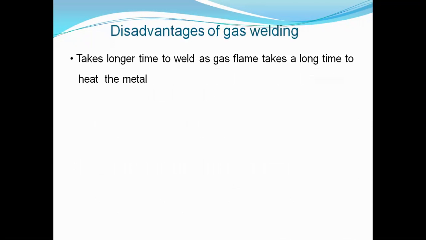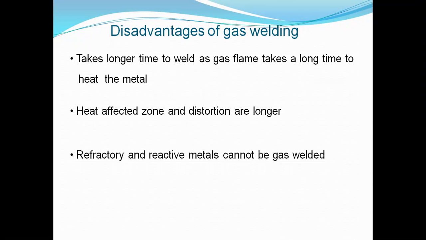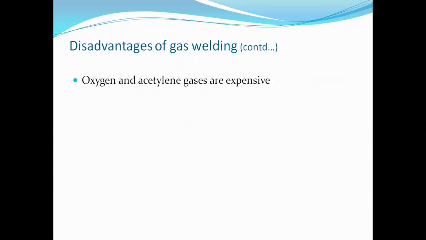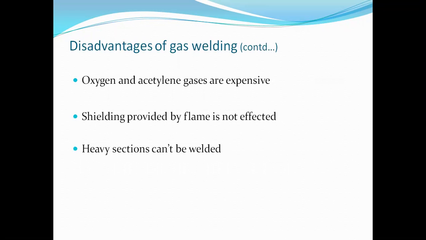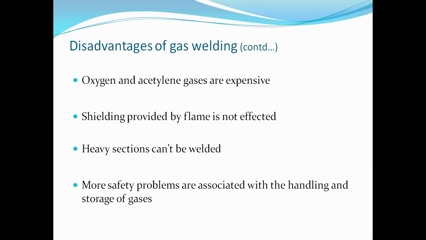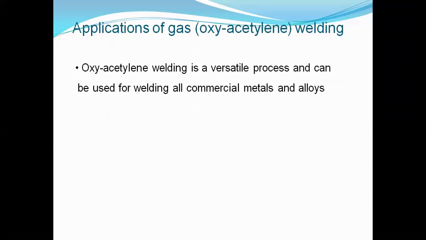And the disadvantages: it takes longer time to weld, as the gas flame takes a long time to heat the metal. The heat affected zone and distortions are larger. Refractory and reactive metals cannot be gas welded. Oxygen and acetylene gases are expensive. Shielding provided by the flame is not effective. Heavy sections cannot be welded. More safety problems are associated with handling and storage of gases.